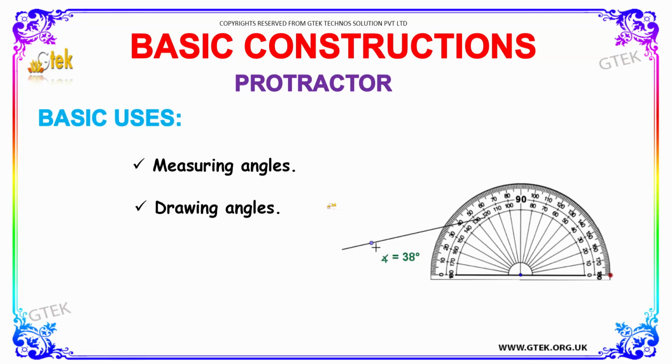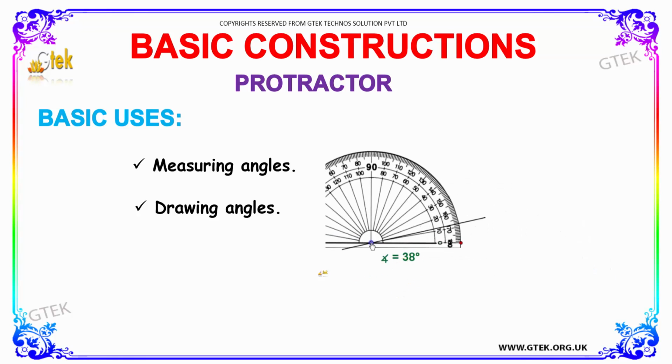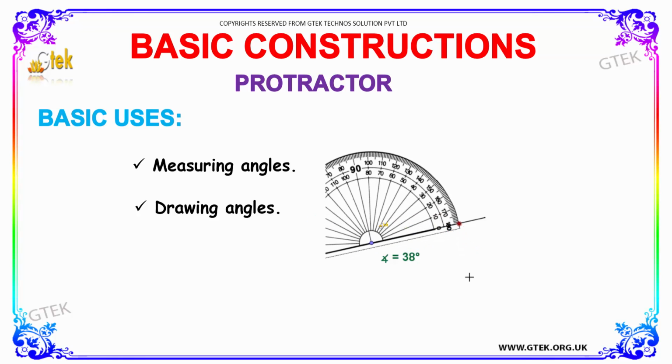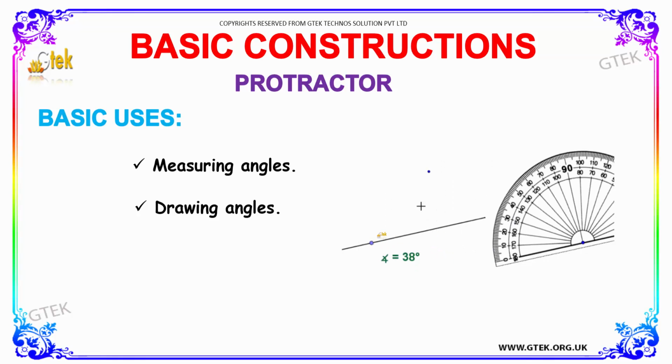Next we have the basic uses of the protractor. Your protractor is used in measuring angles and drawing angles. To draw an angle, we can use the protractor by using the baseline, the midpoint, and the markings that are present on your protractor. So here, to draw an angle of 38, we are measuring the angle by placing the baseline on the line. So now on construction, we get the angle to be 38.